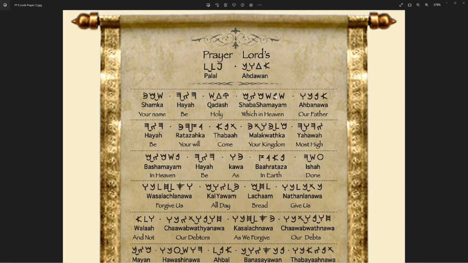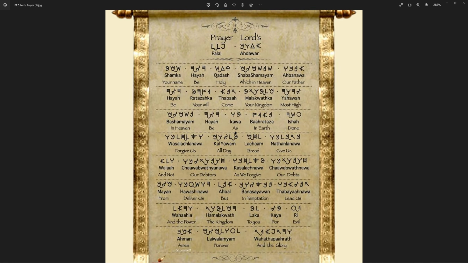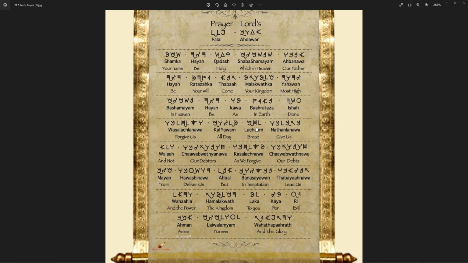The Paleo-Hebrew is read from right to left. Then the English transliteration, you really read from left to right. And then you have the English, how you would say it in proper English. Our Father, which in heaven, holy be your name, Most High, or Yahweh, your kingdom come, your will be done. All right, so that's the Lord's Prayer in Paleo-Hebrew.